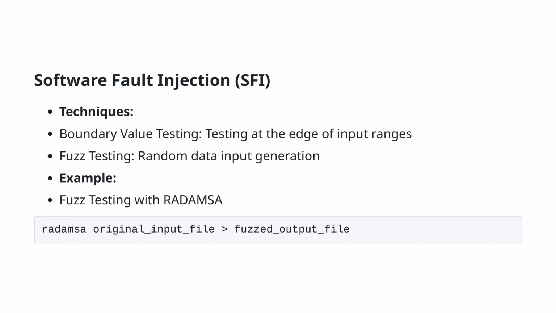An example of fuzz testing is using the tool Radamsa. With the command radamsa original_input_file > fuzzed_output_file, Radamsa takes an original input file and manipulates it to produce fuzzed output files, which can then be used to uncover hidden bugs or vulnerabilities in the software. Overall, software fault injection is a critical methodology for ensuring the confidentiality, integrity, and availability of data in cryptographic systems by safeguarding against potential software faults.